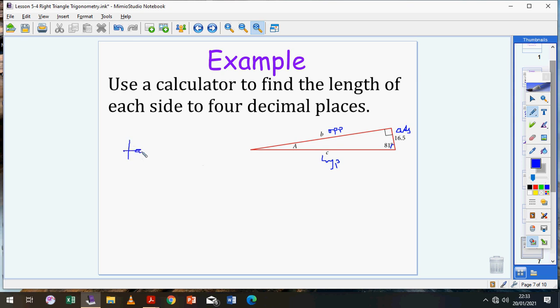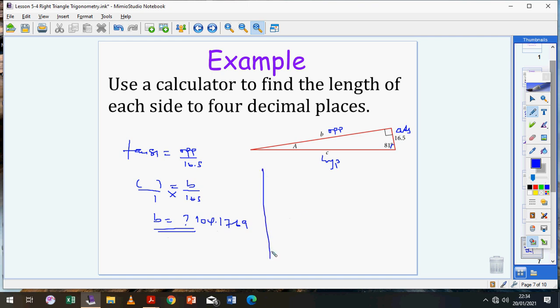Tan of 81 degrees will be equal to opposite over 16.5, which is adjacent. Tan of 81, use your calculator, write 4 decimal places. Opposite is B, which you're looking for, divided by 16.5. When you find what that is, you can cross multiply and find the value of B. I think you'll find that B is 104.1769.